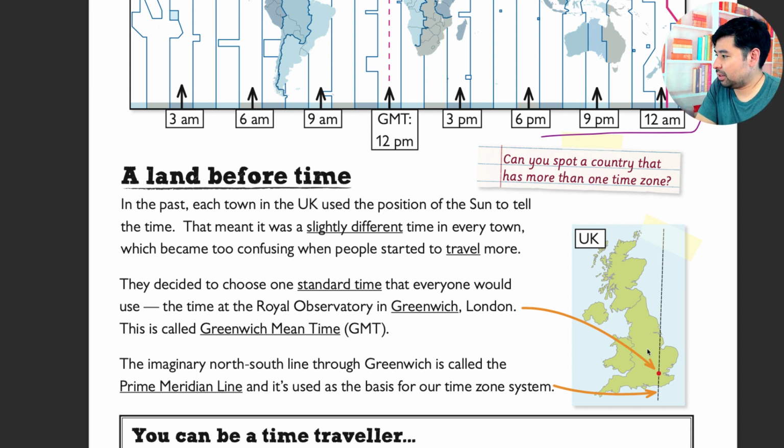Okay, so this is the map of the UK, in this area here, and then here we have this line, and specifically here we can see London, right? I mean Greenwich specifically. Greenwich is just in the London area, okay.